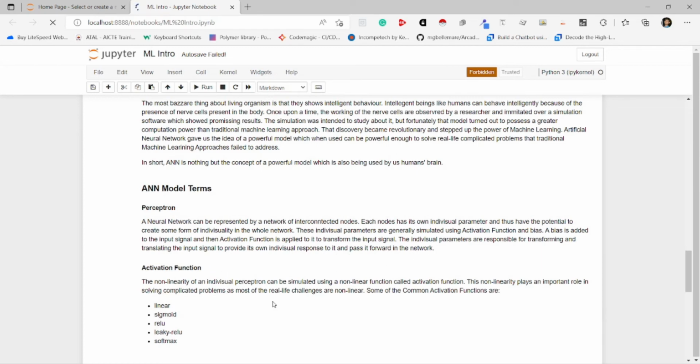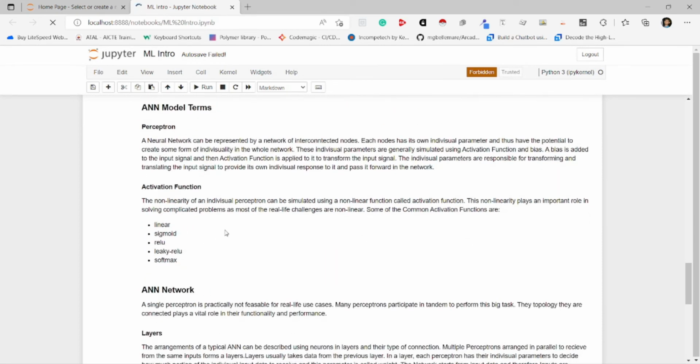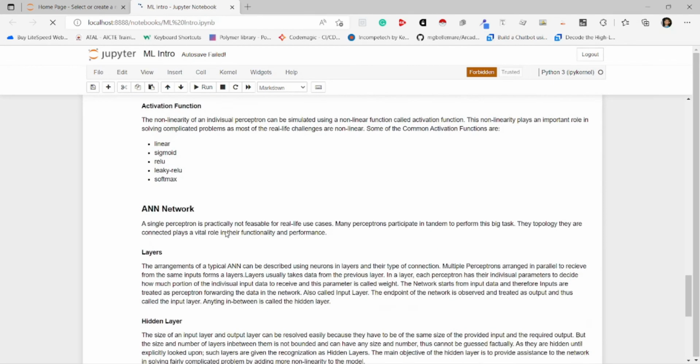The nonlinearity of an individual perceptron can be simulated using a nonlinear function called an activation function. This nonlinearity plays an important role in solving complicated problems as most real-life challenges are nonlinear. Some of the common activation functions are linear activation function, sigmoid activation function, ReLU, leaky ReLU, softmax. A single perceptron is practically not feasible for real-life use cases. Many perceptrons participate in tandem to perform this big task.